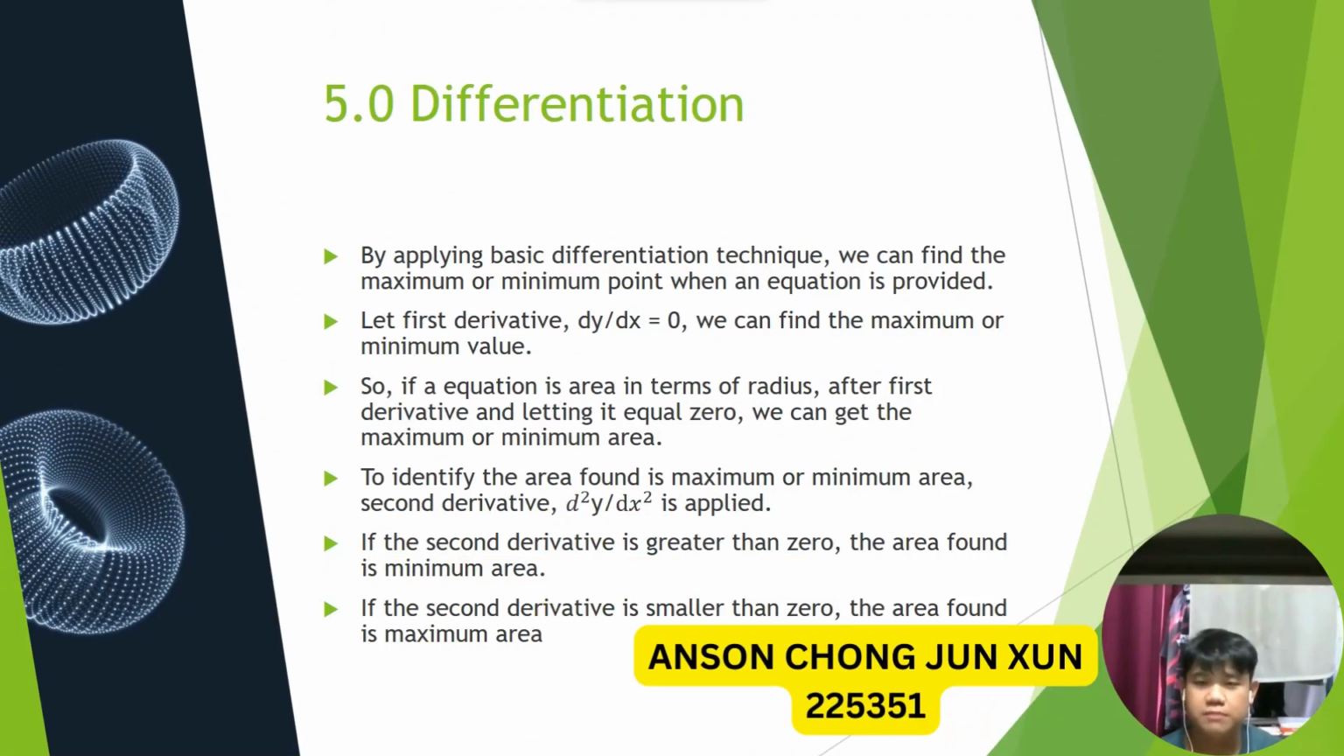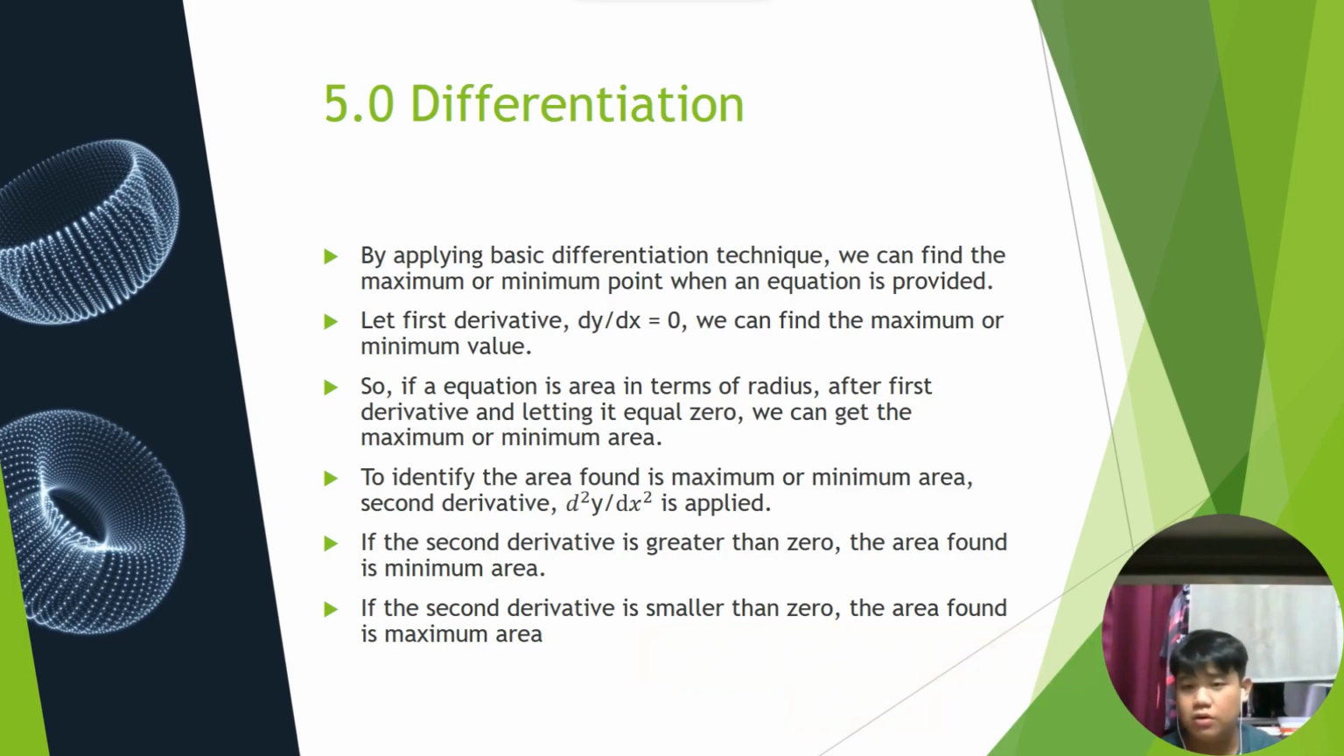So for differentiation, by applying the basic differentiation technique, we can find the maximum or minimum point when an equation is provided. Like how? First of all, we need to differentiate the equation and let it become zero, so we can find the maximum or minimum value. In other words, if the equation is area in terms of radius, after we differentiate it and let it become zero, we can find the maximum or minimum area.